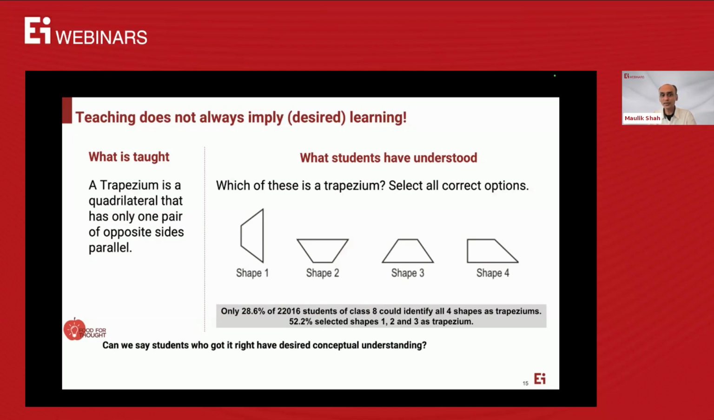Can we say students who got it right have desired conceptual understanding? Indeed so. What's the learning gap or misconception? To reiterate, that is trapezium cannot have a right angle. When you rotate a shape, it's no longer the same shape. And most importantly, it tells us that students are not recognizing shapes based on their property, but more from a mental image of a shape. And they need to make this shift in learning of geometry when they move to grade 6 and beyond.